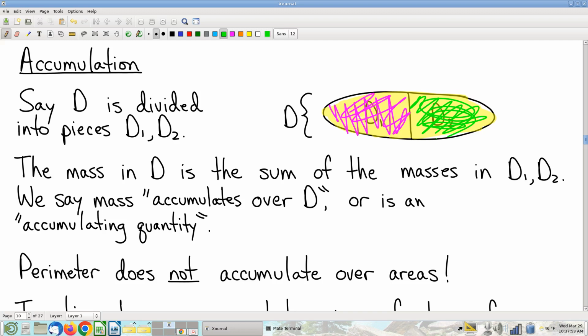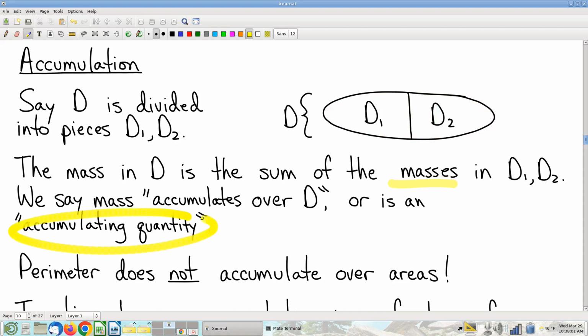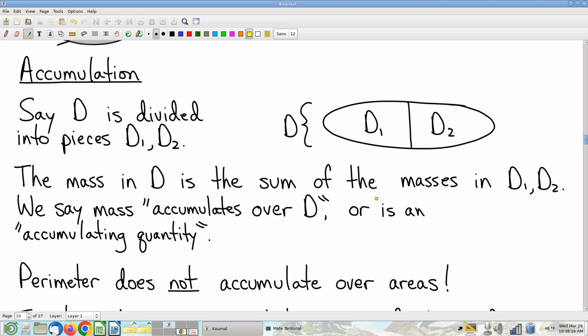Okay. So, a little bit of grammar. I'll talk about mass then as being an accumulating quantity. This is a little phraseology. I like to talk about mass being something that accumulates over the region also. It's just lingo, but anyway, that's what we mean there. Is everybody comfortable with this idea of what I mean by accumulation? And I have a counterexample to follow up with in a second.